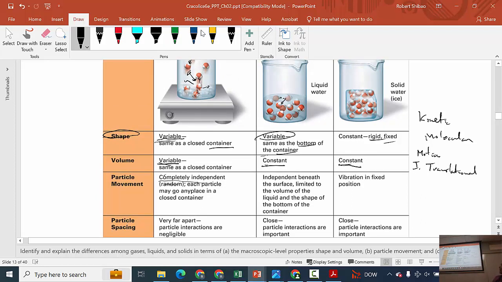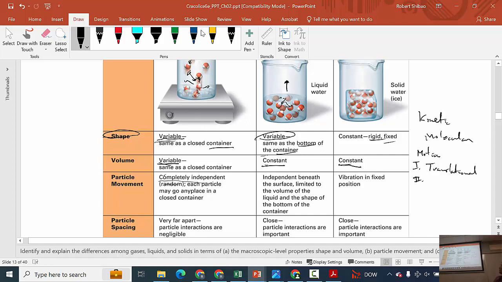Here, these can translate in any direction, up, down, left, right, it doesn't matter. Water can also translate, but it's stuck in the liquid. The molecules are stuck together, so it's not going to translate up here, but it'll translate within the beaker. Solids have no translational motion, so the water molecules are fixed. They're frozen in place, whereas in liquid water, the molecules can actually move about.